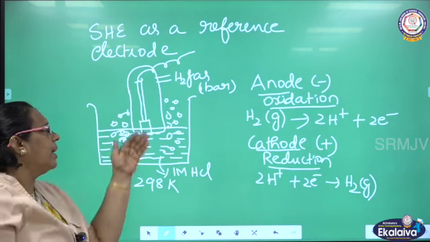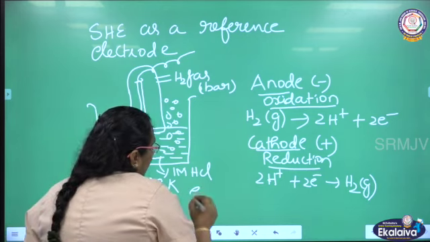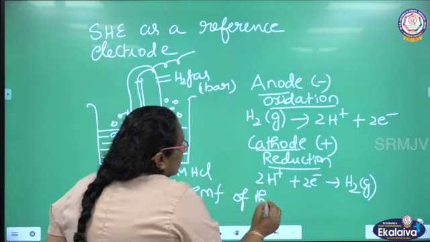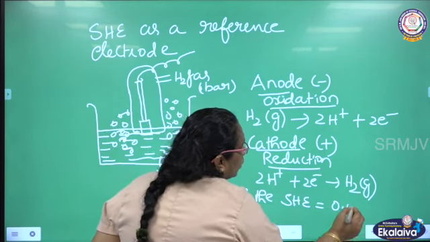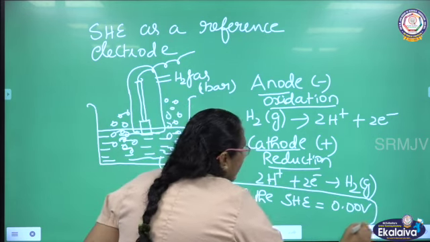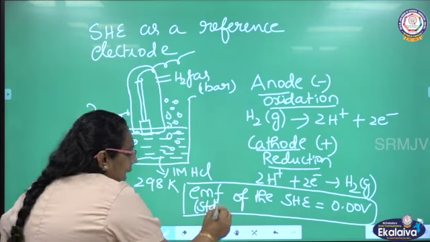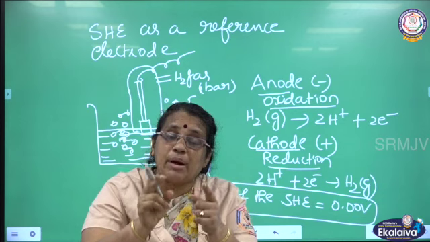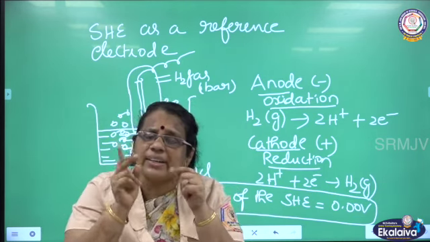At the end of the reaction, the EMF of the standard hydrogen electrode is taken as 0.00 volt. So what is the standard EMF? We are maintaining standard conditions. It is the EMF developed at the end of the reaction under what conditions?